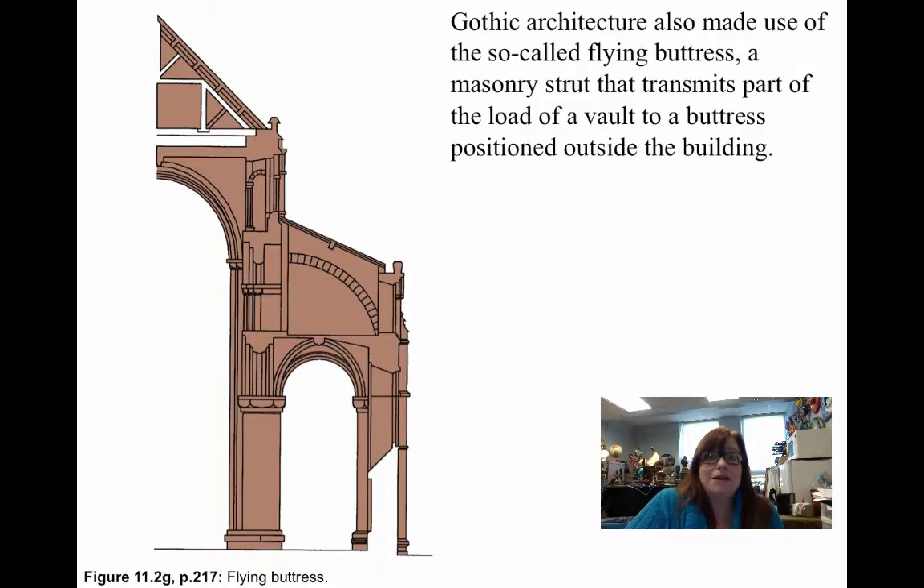And then Gothic architecture, I mentioned the buttress. So a buttress is something that comes out from the side of the building. It's a masonry strut that transmits part of the load of a vault to a buttress placed outside the building, and that's what you're looking at here.